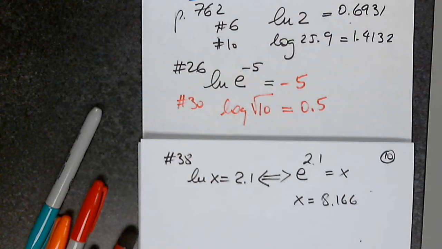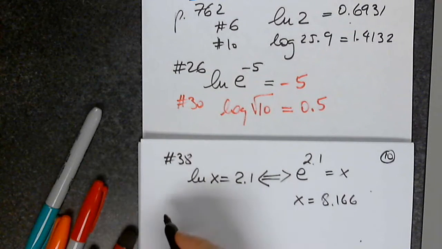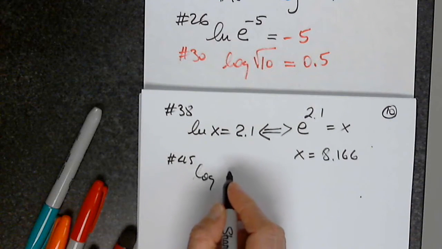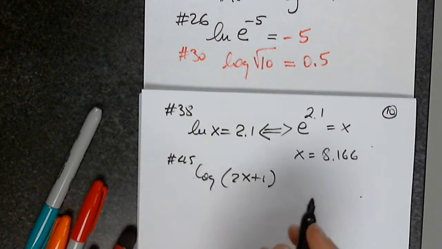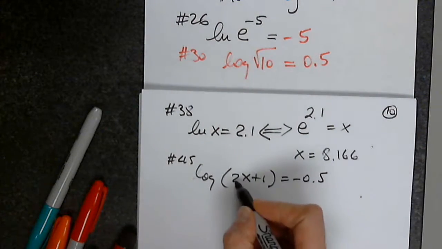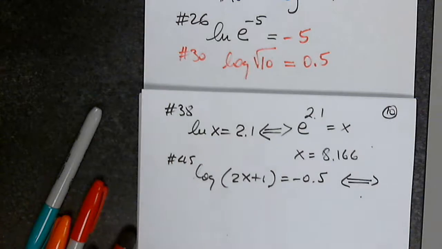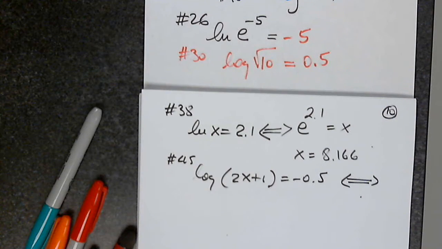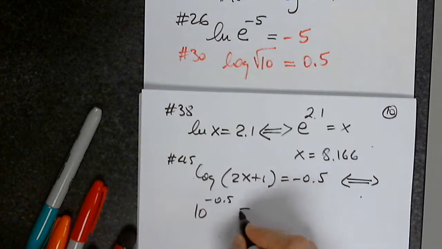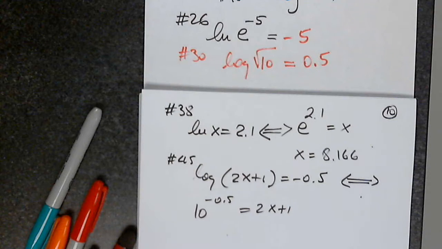Is that okay? 45. Log 2x plus 1 equals -0.5. Oh, sorry. I have no clue, but I know how to change it. Into what? Yes, exactly. Now this is linear. What do I have to do to find x? Move the 1 and divide by 2.